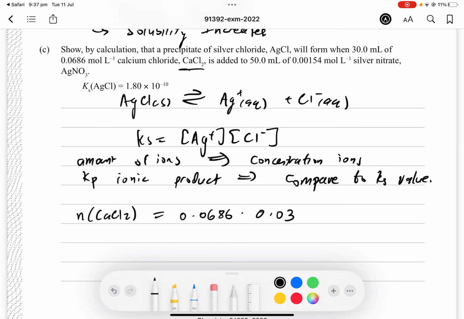which is going to give us, get a calculator. Give me a moment to get a calculator out here. Calculate. Sorry, just give me a moment. It's being a little bit frustrating at the moment. Okay.